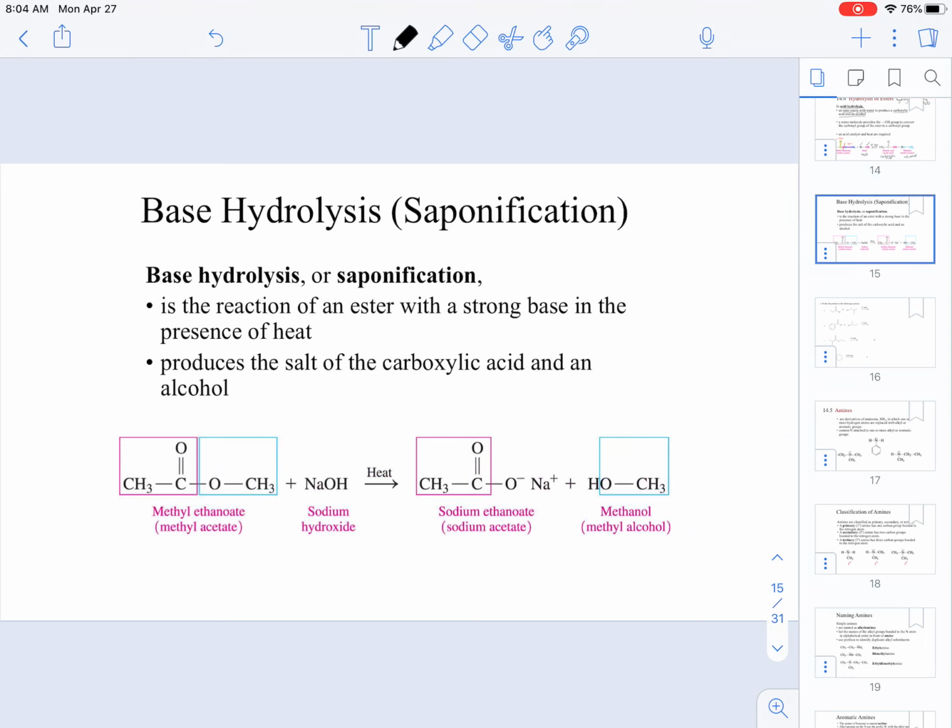Hydrolysis for esters can also happen under basic conditions. Under basic conditions, we are not going to be using water. Understand that under base hydrolysis conditions, which is also known as saponification, we are going to be using a strong base. As you remember from Chapter 10, your strong bases are going to be NaOH, KOH, etc. Remember that strong bases are going to have metals that are in group 1A and 2A, and they're going to be paired with hydroxide.